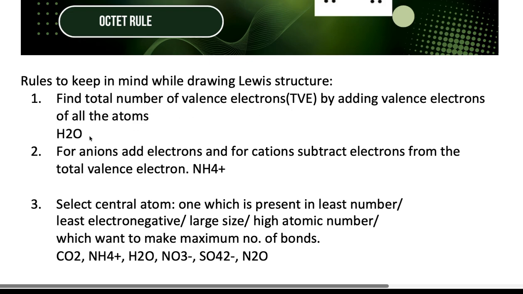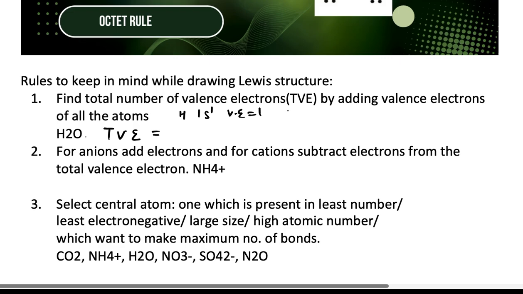Okay, for example, we talk about water. So how to calculate the total number of valence electrons for water? How can we do that? We add the valence electrons of all the atoms. I'm talking about the valence electrons only. So we have here hydrogen whose configuration is 1s1, so its valence electron is 1.